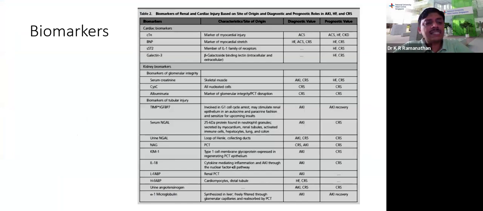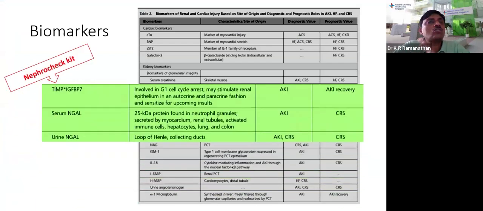Now, one of the important things that gets highlighted here is the use of biomarkers in cardiorenal syndrome. There are renal biomarkers, there are cardiac biomarkers. The question is, how useful are these in these scenarios, and which one to use? While I have listed the renal and cardiac biomarkers here, some of the most commonly used ones are the NephroCheck kit, which uses TIMP-2 and IGFBP7. The use of NephroCheck has clearly been validated in the context of cardiac surgery-associated AKI, where type 1 CRS can happen soon after cardiac surgery.